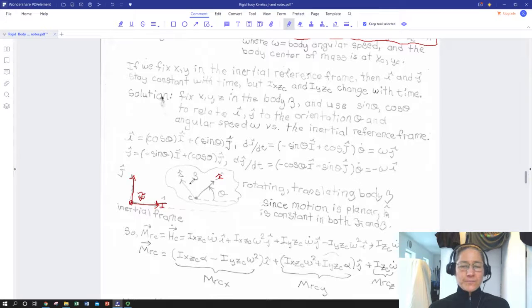So the moments of inertia are not going to change when we take the time derivative, because they stay fixed with respect to the little i hat and j hat on the body. So they're fixed with respect to the body. But the little i hat, j hat will change, because those now represent the actual motion of the body.